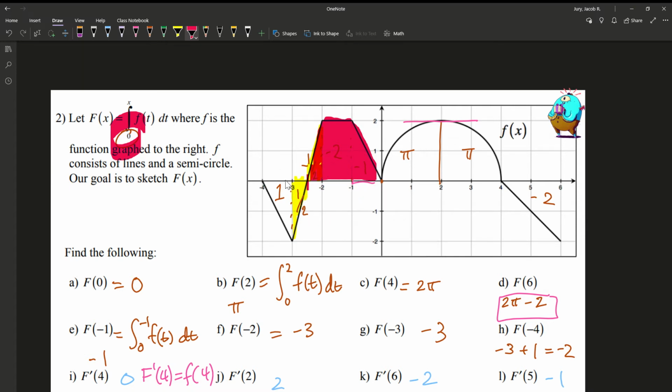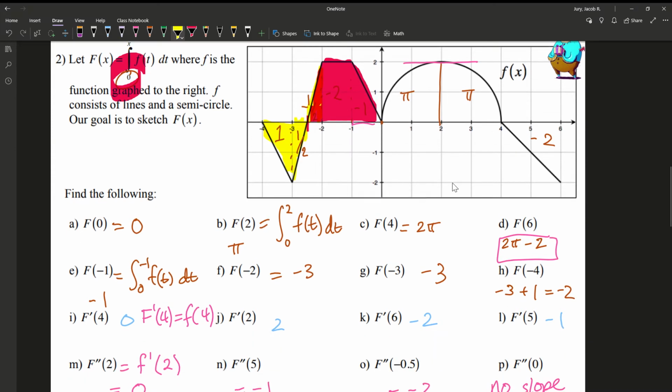The area that I accumulate with a negative direction and negative y values, that's going to be positive area. So that's why I've marked them as +1 and +1.5, and then -3.5 as my total area for this trapezoid.